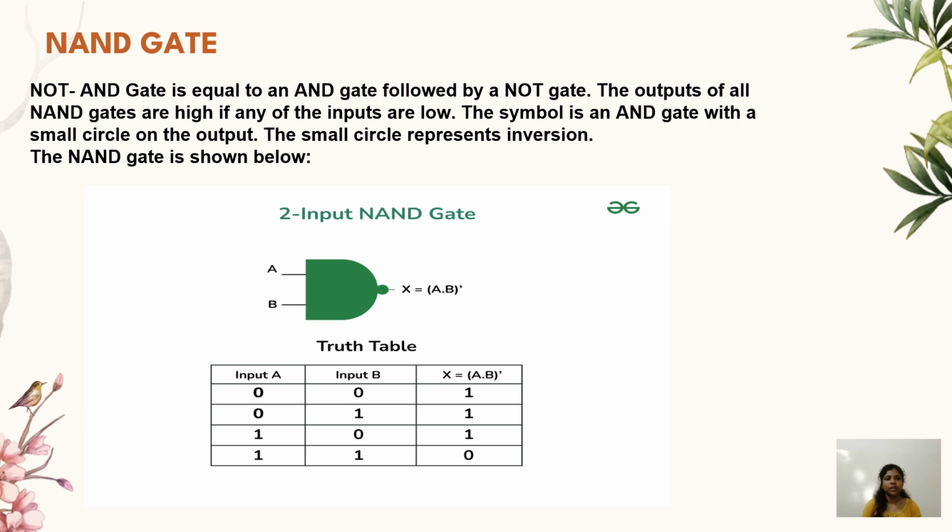NAND gate. NOT AND gate is equal to an AND gate followed by a NOT gate. The output of a NAND gate is high if any of the inputs are low. The symbol is an AND gate with a small circle on the output. The small circle represents inversion. The NAND gate is shown below.